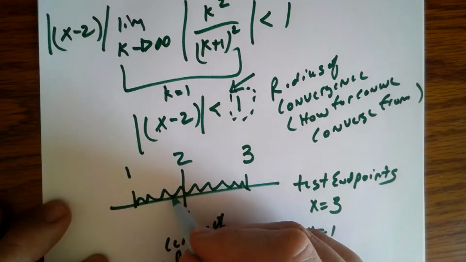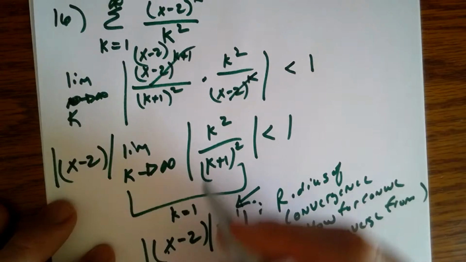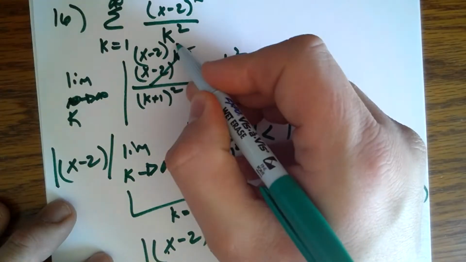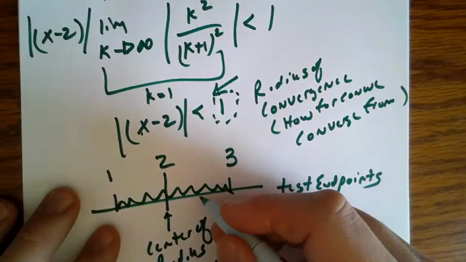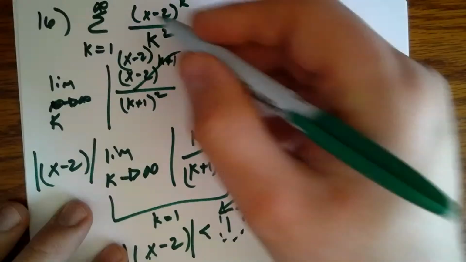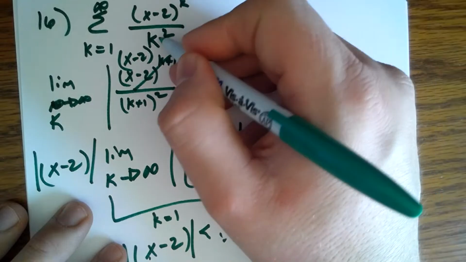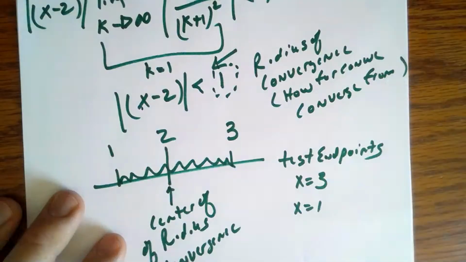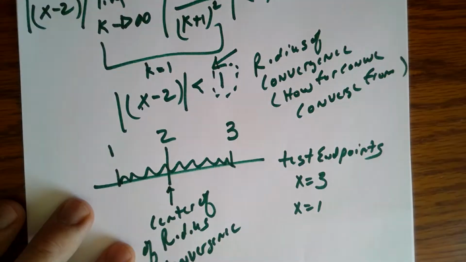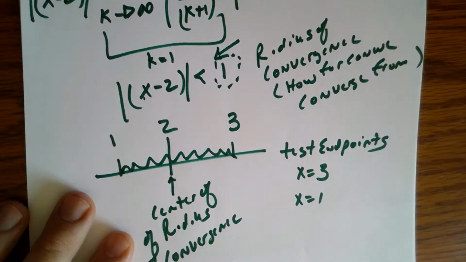So we know if x is equal to 2, that this will converge. Of course it converges because this is equal to 0, and 0 divided by that is going to give us the sum of zeros. It's also convergent when x is equal to 2.5, because 2.5 gives 1/2, and 1/2 is going to make this smaller. But at exactly 1 and exactly 3, what's going to happen to those values?